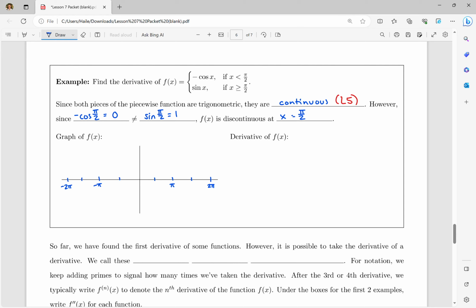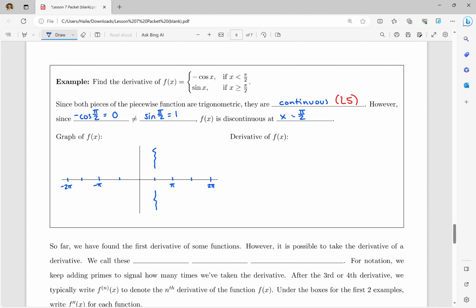Okay, so our point of interest is pi over 2, so we're kind of keeping an eye around this general area right here. Okay, so we're keeping a general area around this point right here.